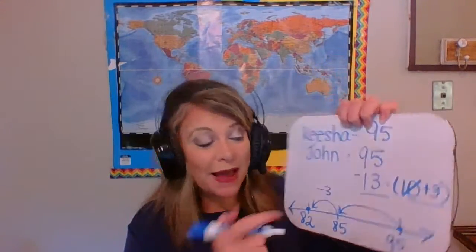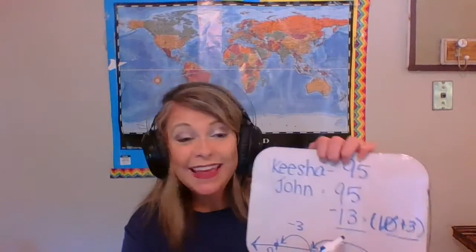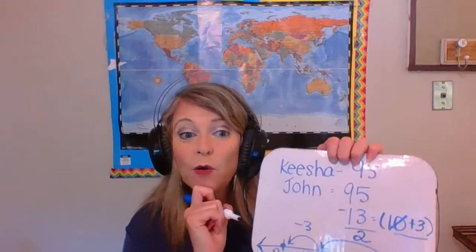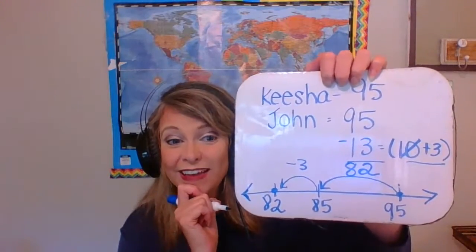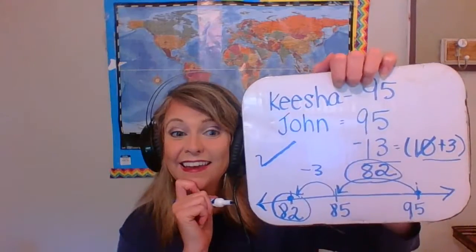There's a way to check myself by looking at the problem here. Can I take 3 from 5 without borrowing? Yes, 2. Can I take 1 from 9? Yes, 8. I've checked myself, and I've got an 82 here and an 82 here, which means I've checked, and I've got the problem correct.